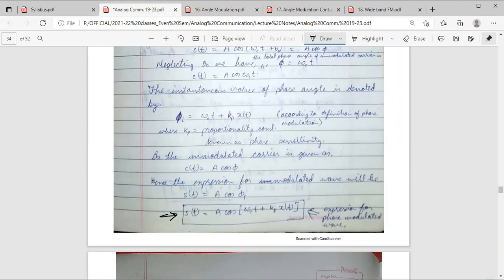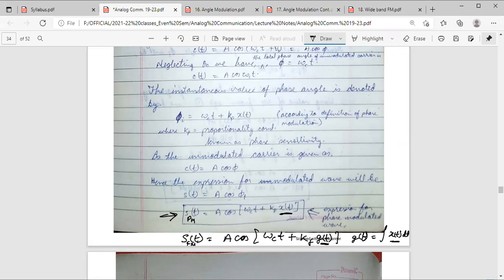I think all of you can remember the relation: st is equal to A cos of omega ct plus kf of gt. This was the expression for FM and the earlier one is the expression for PM. You can see there is only a small difference: here it is xt and here it is gt, and gt is nothing but the integral of xt dt.